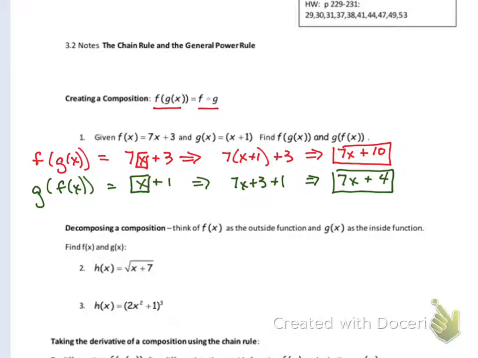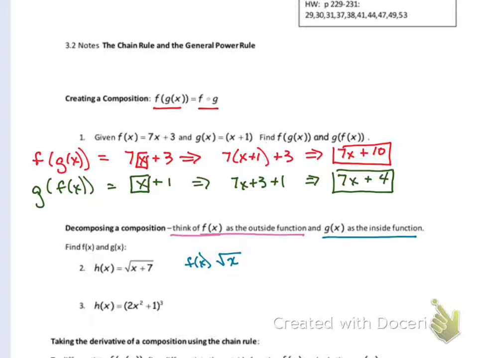So then the textbook goes into this other little piece, and they call it decomposing a composition. So what they're doing is they want you to think of the f of x as the outside function. And then they want you to think of the g of x as the inside function. So if they ask you to find f of x and g of x, f of x is going to be the outside, which is just the square root of x.